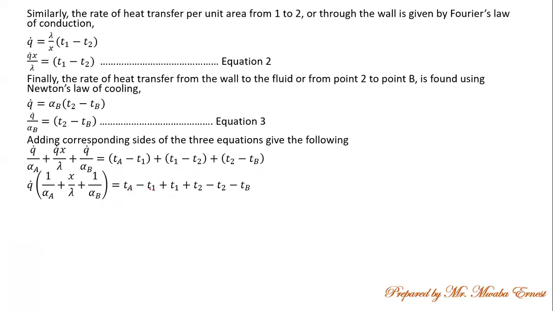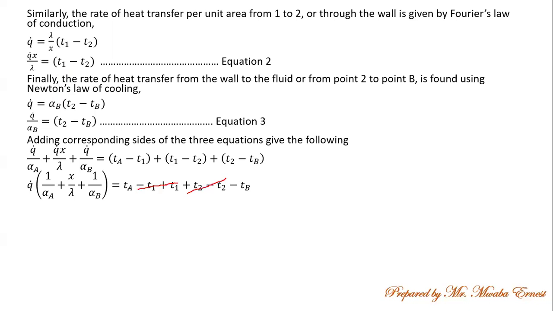This is T1, negative T1 plus T1. It's as good as saying T1 minus T1. So this is out. This is 0. Then I have positive T2 minus T2. It's as good as saying T2 minus T2. Again, it gives us a 0. This cancels out.